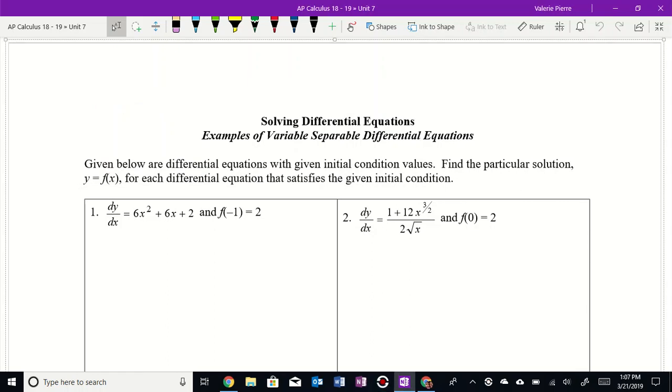Unit 7, pages 214 to 215, solving differential equations. Examples of variable separable differential equations.